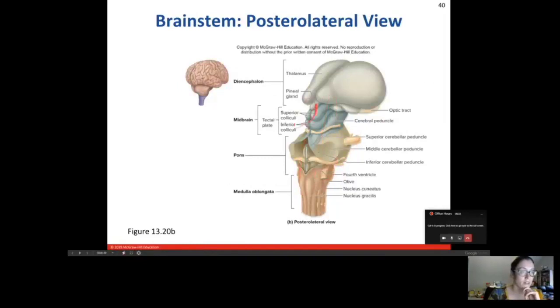Now, if we look at the back, so this was the anterior view, this is going to be the posterior lateral view, so this is the back. We can see that this part right here, the thalamus, is still up here. This is the pineal gland, and we saw that sort of on midline.